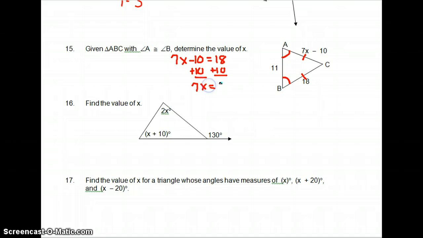7x equals 28. Divide by 7. x equals 4. That's what we had to find, so we are done.